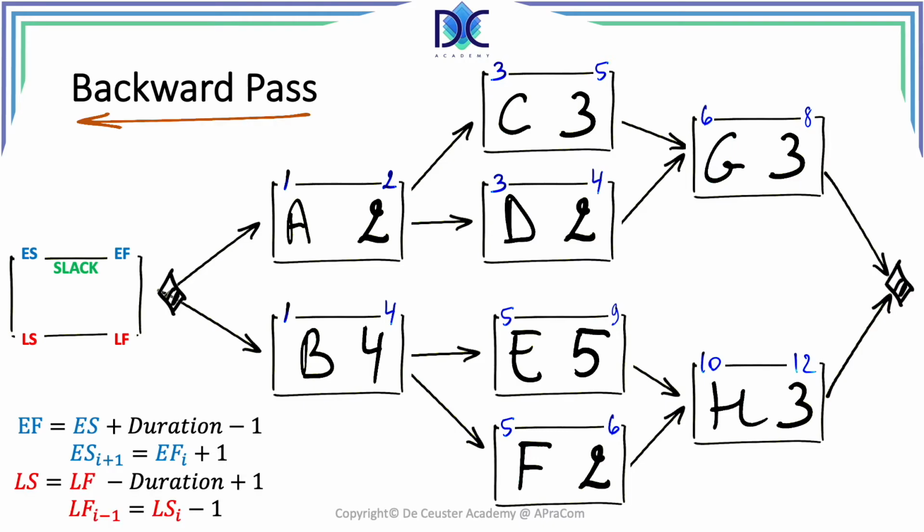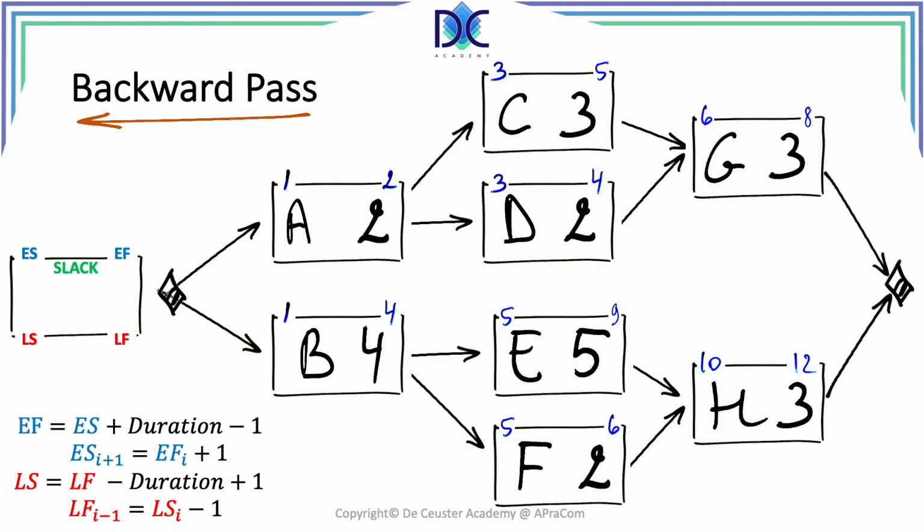Now it is time to start with the backward pass, and we have to remember that the project duration is 12 periods. At the left bottom you find the adjusted formulas for calculating the late finish and late start of the activities. We now start from the right and start with the late finish of the activity, and in order to find the late start we have to invert the formula we used for the forward pass, which leads to the late start, which is equal to the late finish minus the duration plus 1.